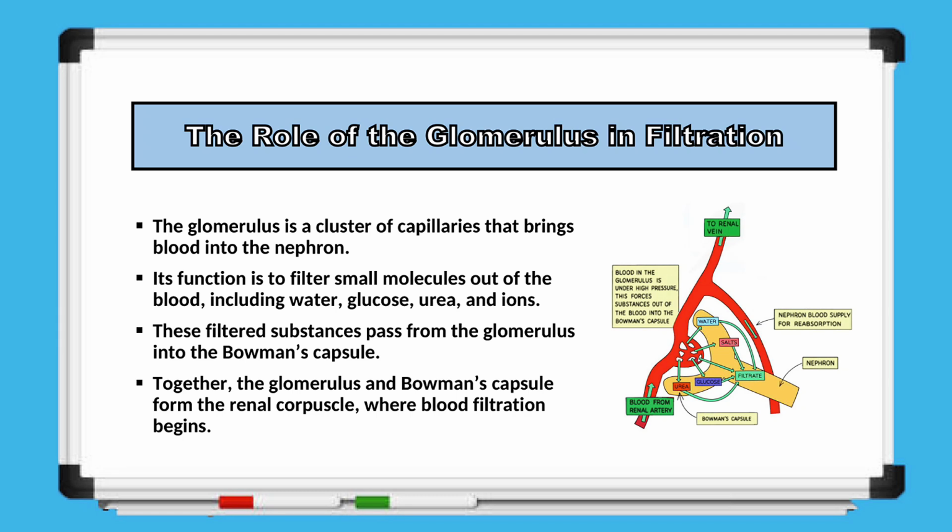Blood in the glomerulus is under high pressure, which helps force these substances out of the blood and into the Bowman's capsule, forming the initial filtrate. This filtrate will then continue along the nephron, where useful substances are reabsorbed back into the blood, and the remaining waste proceeds to form urine.